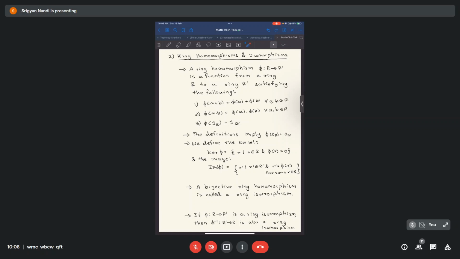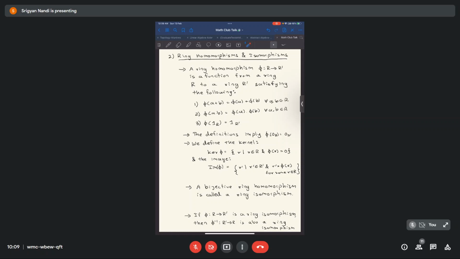So just as we define the null space for a linear map in linear algebra, we define the kernel as discussed yesterday. So the kernel of phi is the set of all elements of the first ring such that phi maps those elements to zero. And similarly, we define the image of phi, that is the set of all elements in the second ring, the ring R dash, that are the image of some element in the first ring.